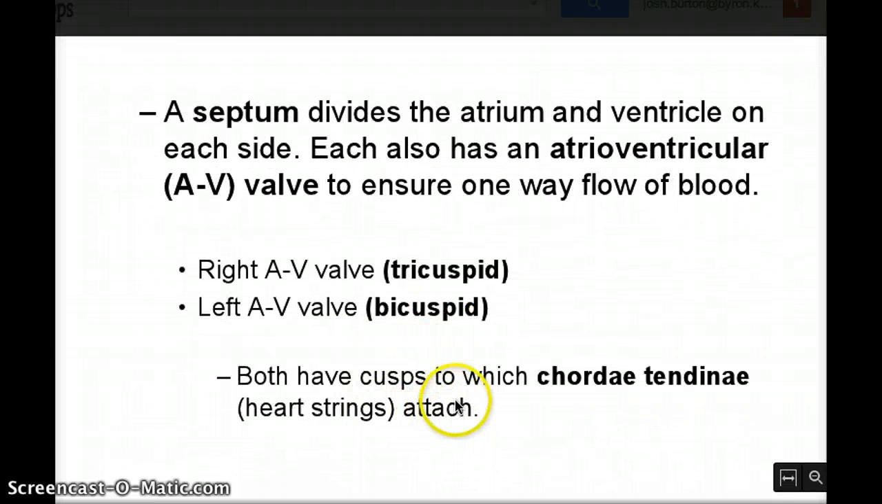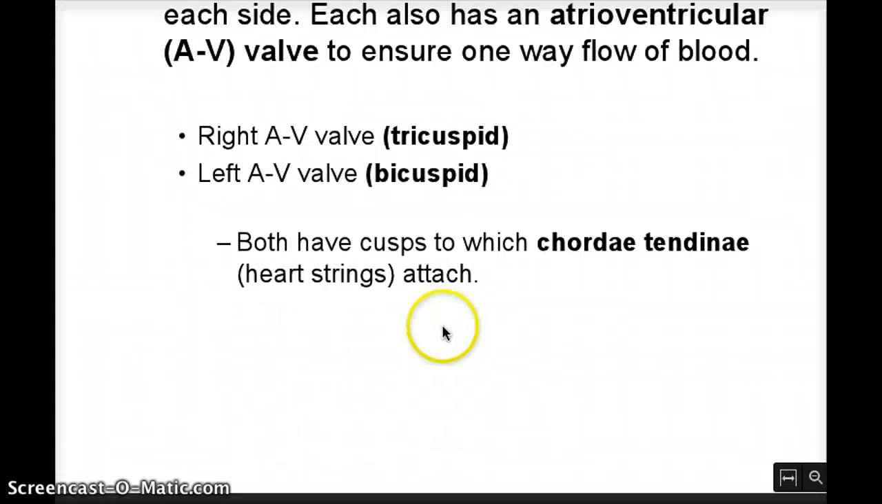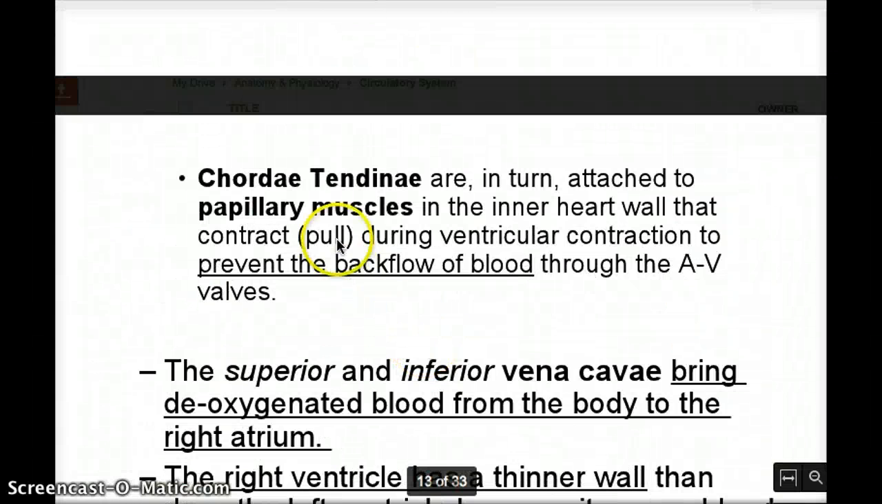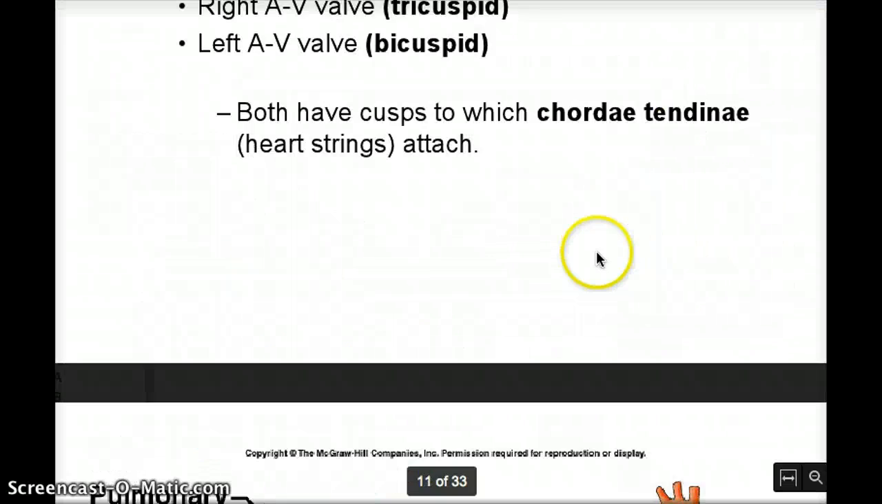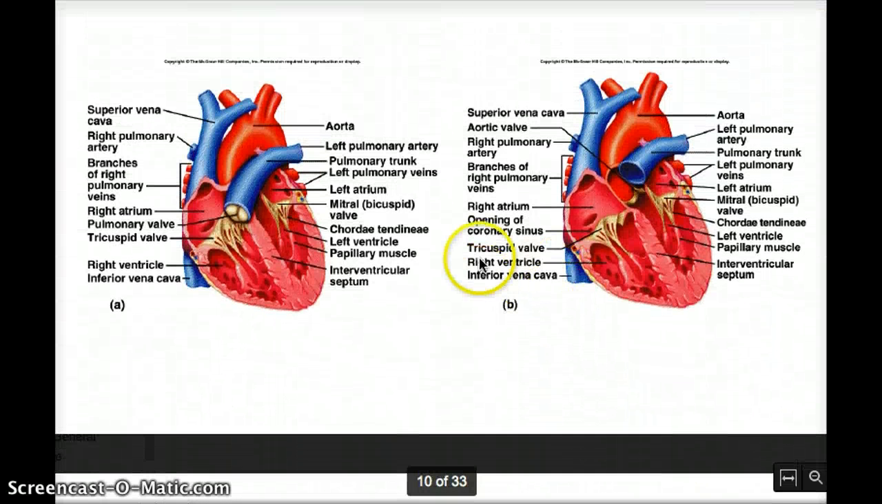And we have these little strings called chordae tendineae. Now the chordae tendineae are little strings that are attached onto these cuspid valves, and they originate from these papillary muscles. So I'm going to scroll back up here in just a second, and you'll take a look at the papillary muscles and the chordae tendineae. So as I scroll up, you can take a look at these strings. These are the chordae tendineae strings, and the papillary muscles are housing it here.